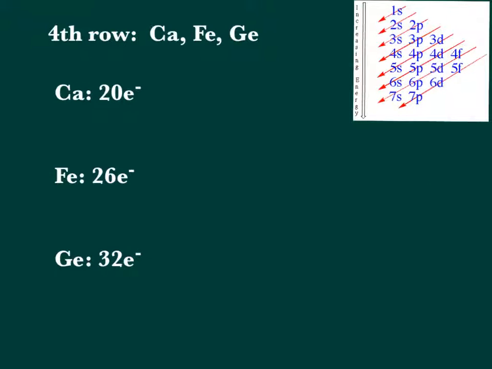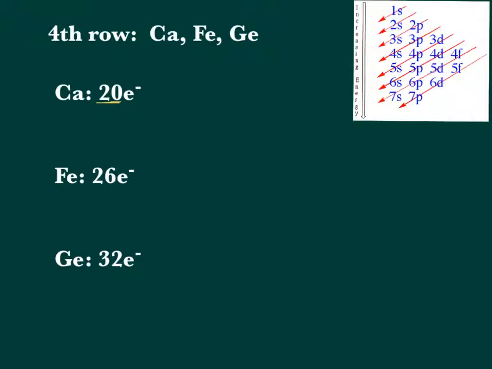So here it is, our arrow diagram is located up here in the corner so that you don't have to try to find it someplace. And again, I'm giving you one in class so you don't have to memorize this. But let's take a look at a couple of these 4th row examples. We've got calcium, iron, and germanium. We've got a whole bunch of electrons here that we have to start dealing with. Lots of circles, so I'm going to try to draw small so that you can see this, and hopefully this will work out well.